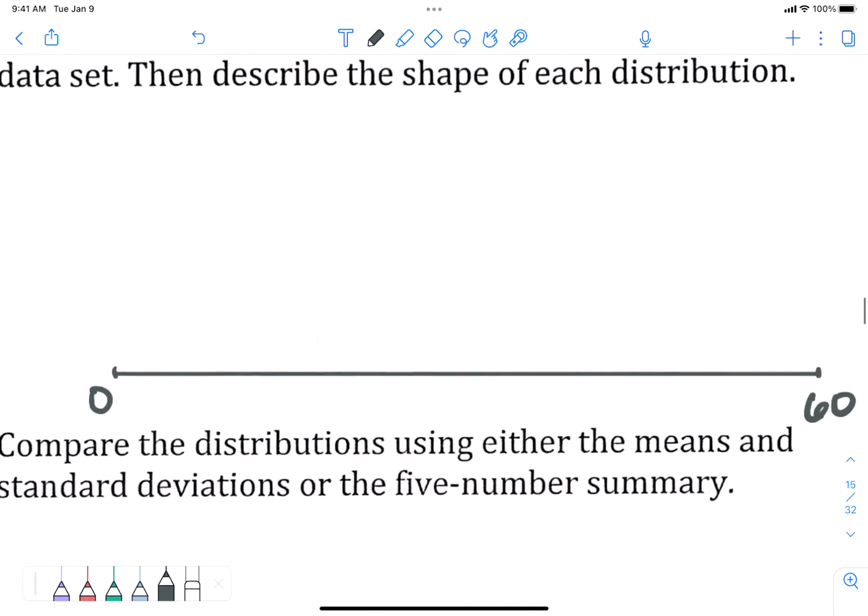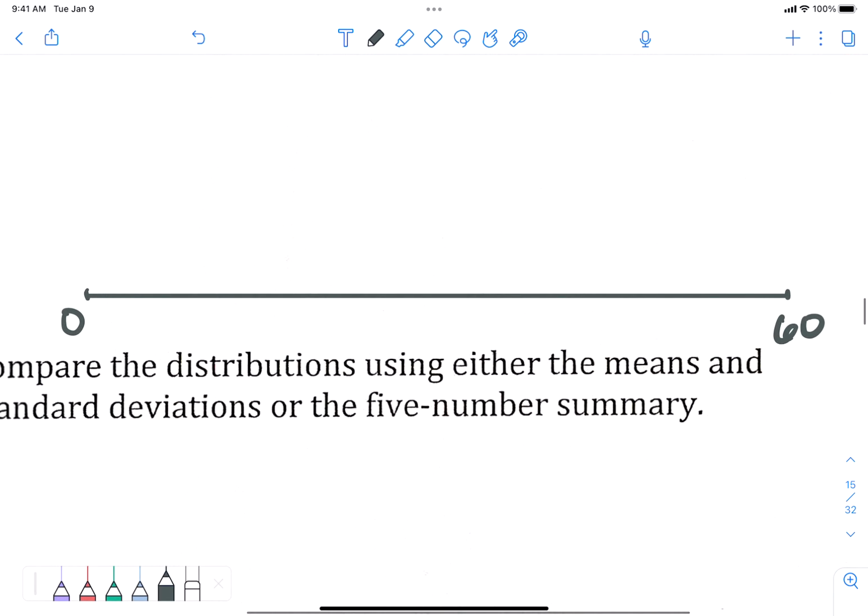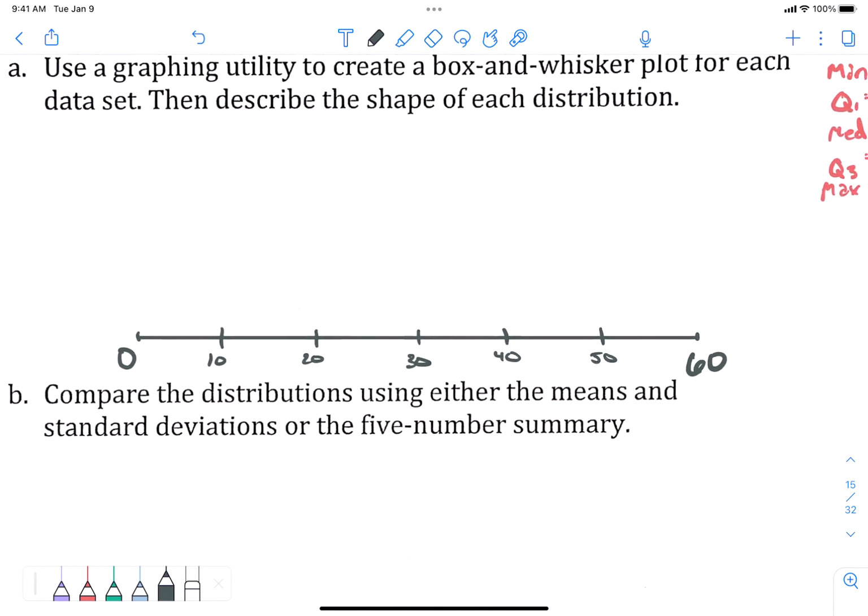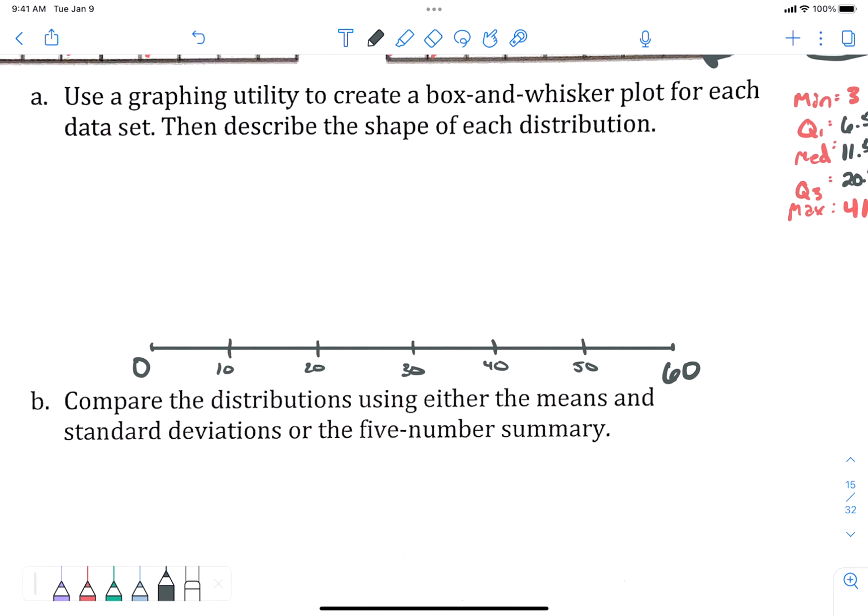0 to 60. Halfway between would be about 30 right here. And then let's go by tens. So I'm going to do 10 here, 10 here. I'm going to do 10 here, 10 here. I'll give you a second to do that quick. And then we'll start to put our scales on.